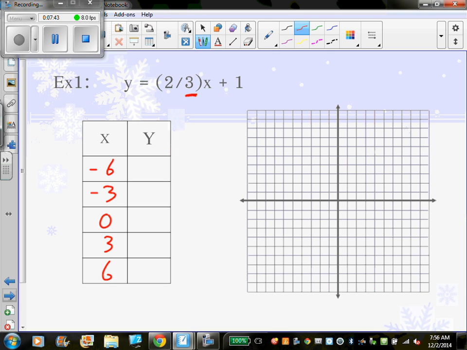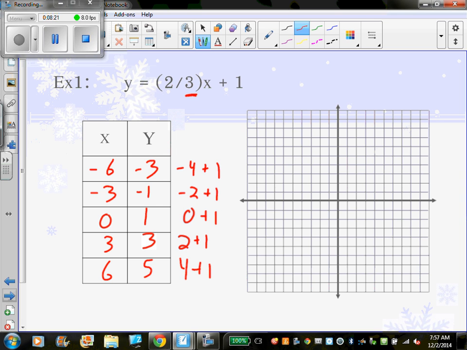For our first one, when we plug negative 6 in, 2/3 times negative 6 is negative 4 plus 1. Negative 4 plus 1 is negative 3. Second one, negative 3. 2/3 times negative 3 is negative 2, and negative 2 plus 1 is negative 1. 2/3 times 0 is 0, plus that 1 gives us 1. 3 times 2/3 is 2, plus 1 gives us 3. And 6 times 2/3 is 4, and 4 plus 1 is 5.